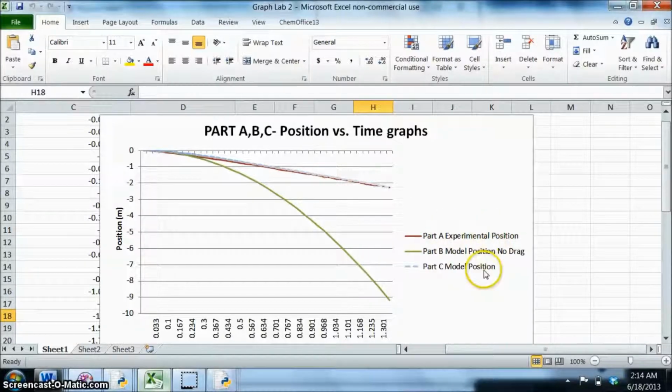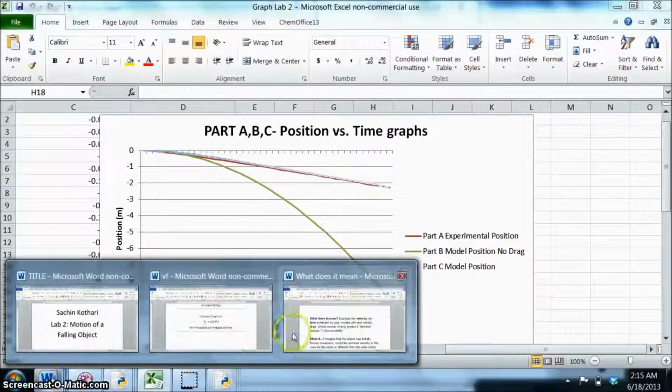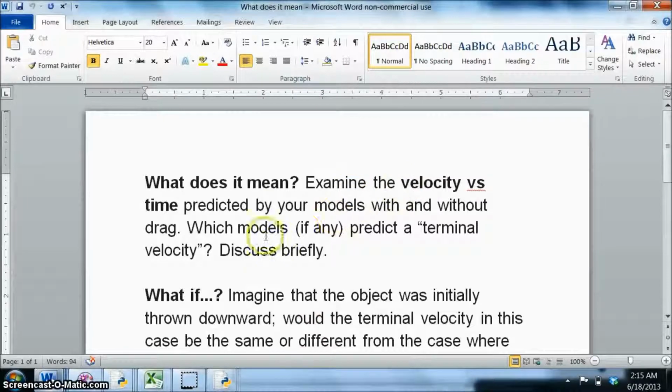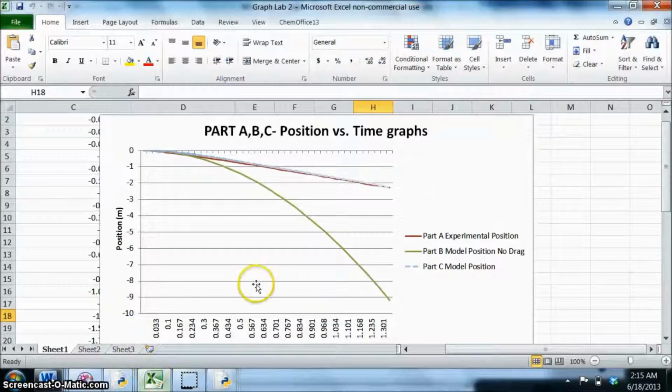If you notice, the experimental and the model position with drag are basically the same line, meaning the experiment was pretty successful. This one has a higher velocity, it falls faster. This one has a slower velocity, and it falls slower. Now let's answer the questions, because that kind of tells you more about the graph. Is there a terminal velocity? Yes, there is a terminal velocity. How do we know that? Because these lines are linear. Terminal velocity is when the weight force and the drag force cancel each other out, giving you a net force of 0, meaning a terminal velocity equals a constant velocity.